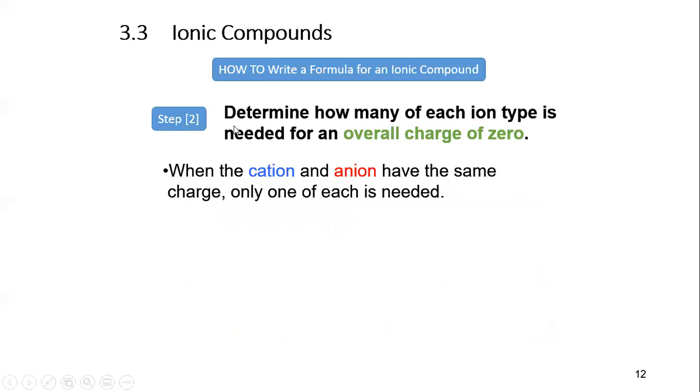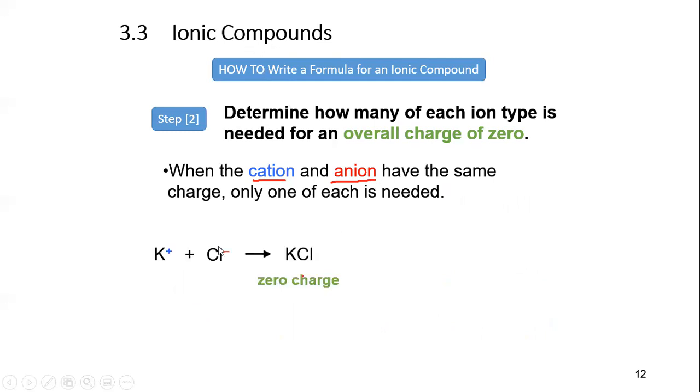So again, this is step 2. We determine how many of each ion we need so that we have an overall charge of 0. One thing to remember is that when the cation and anion have the same charge, meaning that one is a +1, for example, and one is a -1, you only need one. Or if one is a +2 and the other is a -2, you only need one of each.